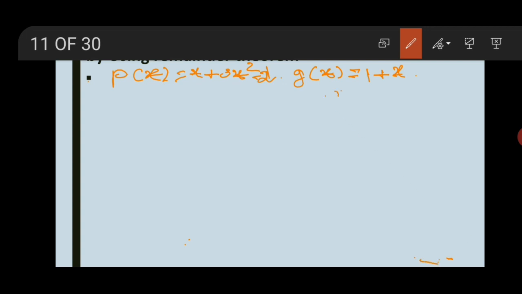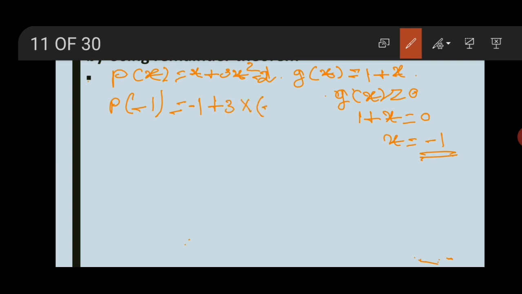Now, equate g of x to 0. G of x is equal to 0. G of x is what? 1 plus x is equal to 0. So, x is equal to minus 1, when moved to the other side. So, substitute the x value as minus 1 in this polynomial. It becomes 3 into the value of x, minus 1, whole square, plus minus 1, minus 2.